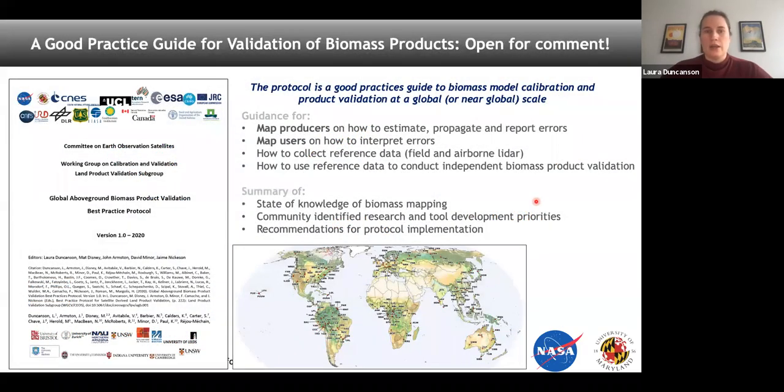This has largely been coordinated through the Committee on Earth Observation Satellites, called CEOS. We've written a biomass validation protocol, which is as exciting as maybe it sounds. It's about a 200-page document that gives guidance for map producers, for people making biomass maps, on how to estimate their uncertainties in a consistent way. Hopefully we can move the community toward consistent terminology, but also help map users who want to interpret any biomass product that comes online and know which product is right for them. This is a summary of the state of knowledge, and the document is in draft form and is open for public comment for another few weeks.